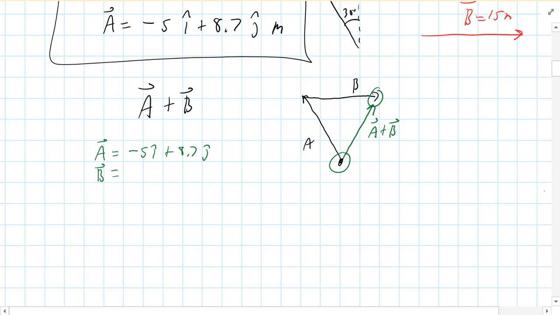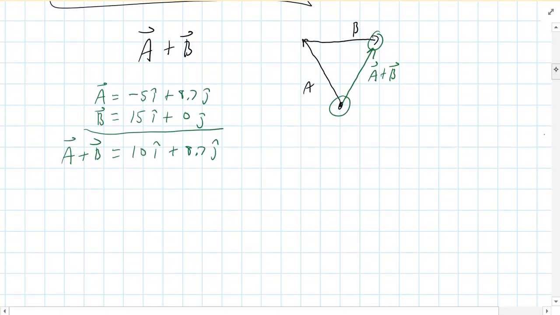Now B goes 15 to the right, so that's 15 I hat, and it does not go up or down at all, so this would be 0 J hat. And then you just add the components. So A plus B would be 10 I hat plus 8.7 J hat. And if you were to add those two components together, 10 I hat would be to the right and 8.7 would be up, this is A plus B.